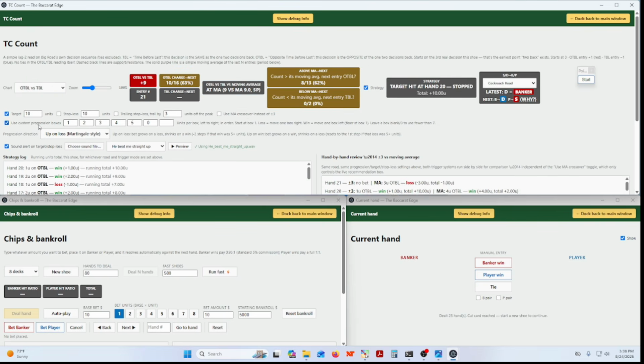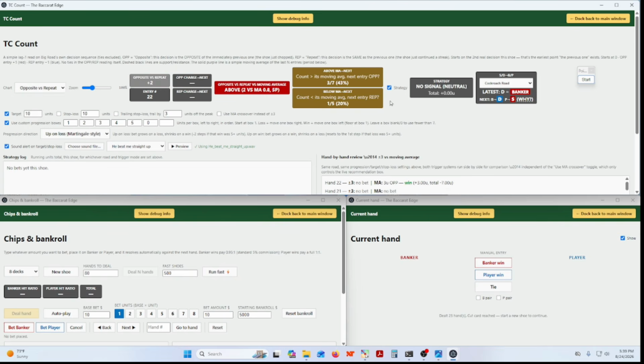Yeah, you can get very, very conservative with the progressions, or you can make no progressions at all, straight up. This one hit the target of 10 units. That was the opposite time before last, and this is opposite versus repeat, which broke even. That's what this system right here is all about. You can play with progressions and do how you want.